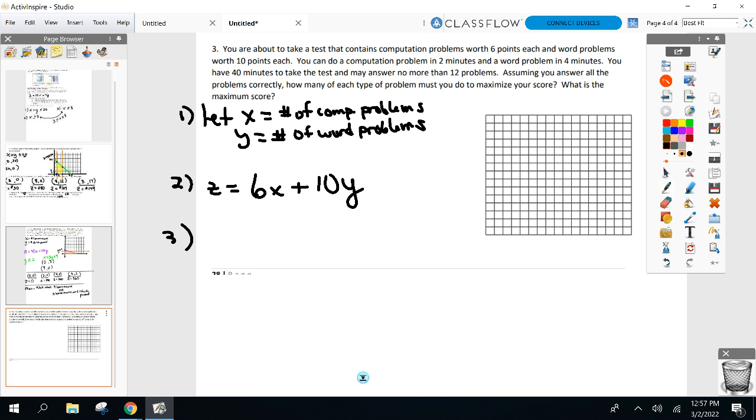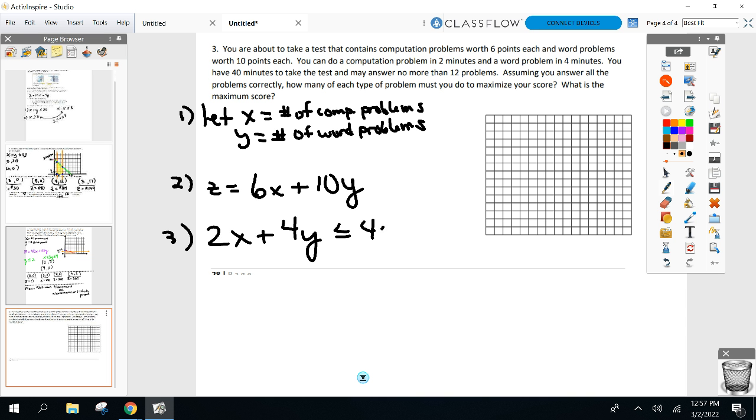What about our restrictions here? I only got 40 minutes to do it. And you only have 12 problems, and each problem takes a certain amount of time. 40 minutes total, can't go past 40. So would we do like 2x? Why 2x? Because 2 minutes for a computation problem plus 4y, 4 minutes for a word problem. Can't go past 40, less than or equal to 40.